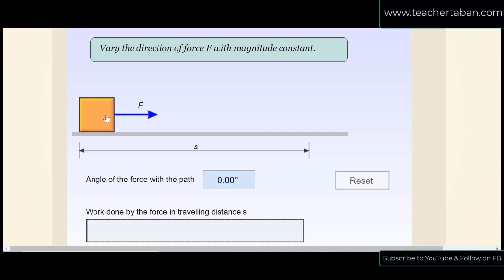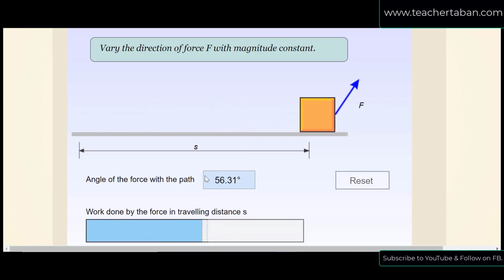Let's check this out. From this we can see that the force's direction is 0 degrees to the horizontal. In other words, it's going in the direction of the force. But when we alter the direction of the force to a different angle, you can see that this is moved is only half of this rectangle here. So magnitude of force together with its direction and the distance traveled affects the work done.